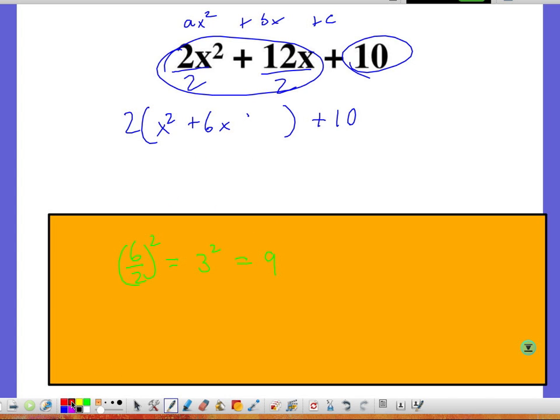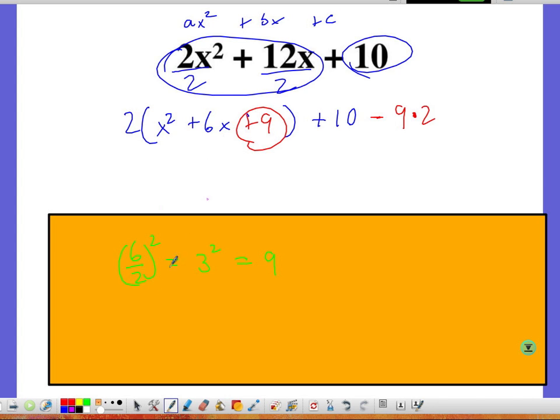So we have to add 9 here. And again, because we added 9 on the inside of the parentheses, we have to subtract 9 on the outside. And because we divided by 2, we basically put this 2, we divided by 2, we have to do the opposite, which is to multiply by 2. All right, everything seems balanced now.